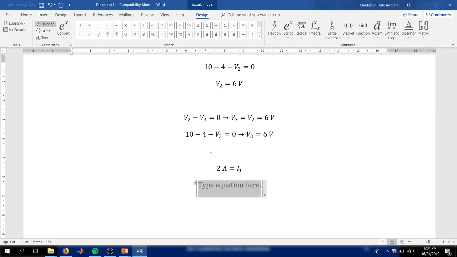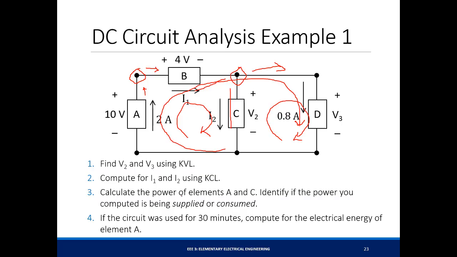There you go. So the current going in is I1, and that's equal to the sum of the currents going out. That's I2 plus 0.8. You can now solve for I2 by just transposing 0.8 to the other side, and I1 is 2 amperes, so I2 equals 2 minus 0.8. That's 1.2 amperes. Quite easily done. You're done with number 2.